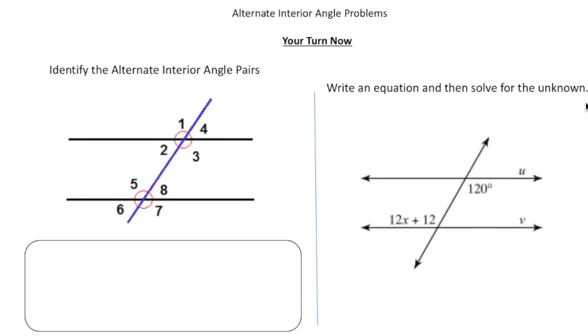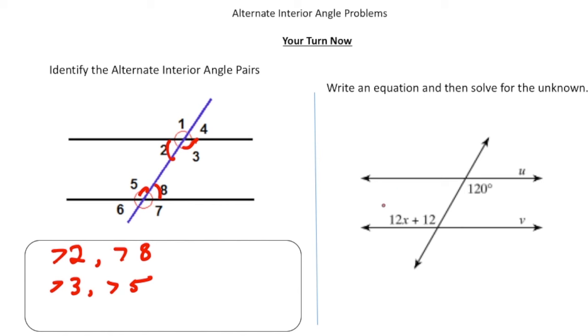All right, welcome back. Let's take a look at how you did these problems here. For the first set of problems, you had to identify the alternate interior angle pairs. We're going to focus on the inside of the tracks, but on the opposite side of the transversal. So here we're going to have angle 2 and angle 8, because they're on opposite interior angles. And then we're also going to have angle 3 and angle 5. So angle 3 and angle 5 are also alternate interior angles.